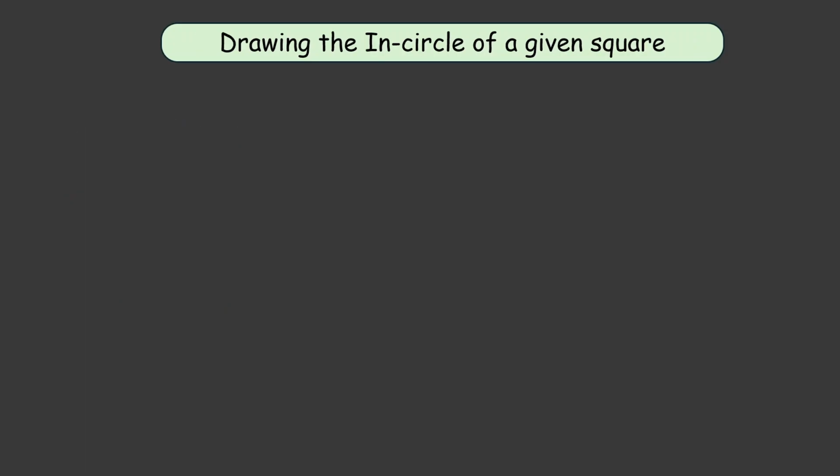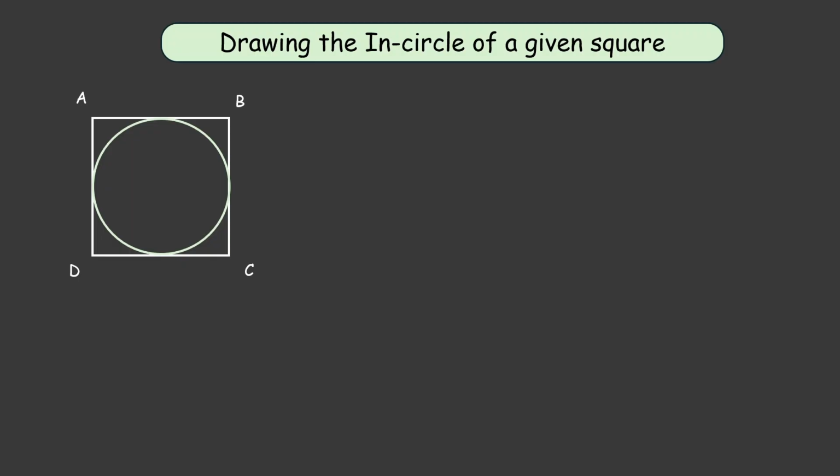Let us now see how to draw the incircle of a given square. If we are given a square ABCD and we need to draw its incircle, we know that this incircle will touch the square at 4 points P, Q, R and S. Let's also draw the diagonals and let them intersect at O. Now AB is the tangent of the circle and OP is the radius of the circle. And as we know, the radius is perpendicular to the tangent at the point of contact. So this makes 90 degrees over here.